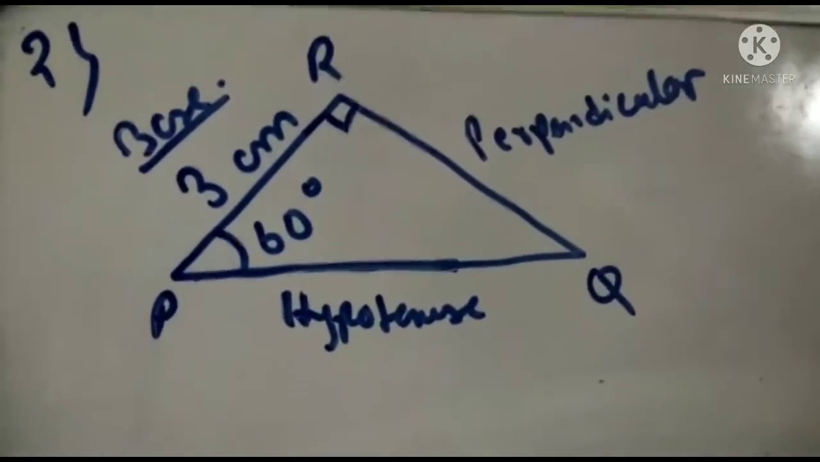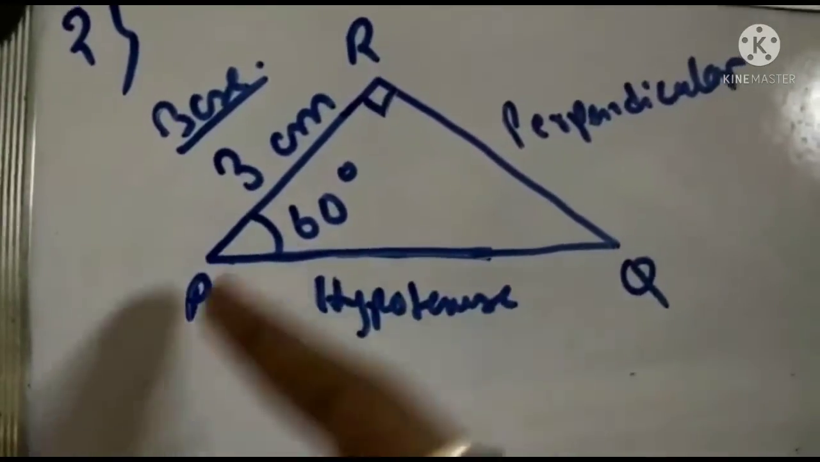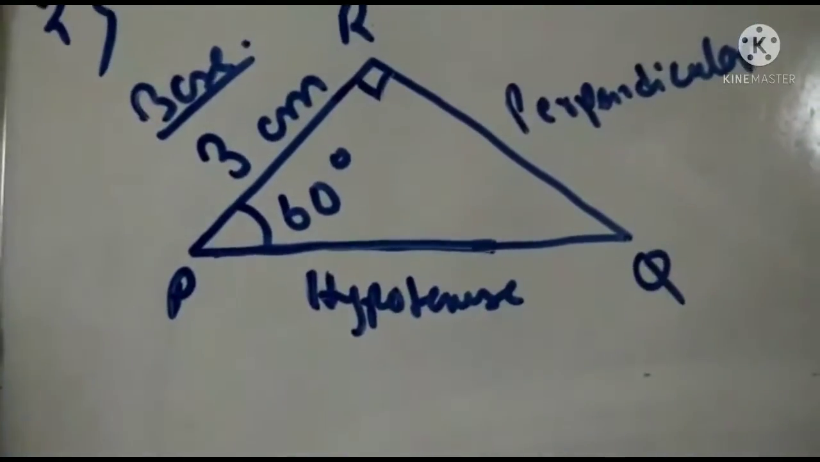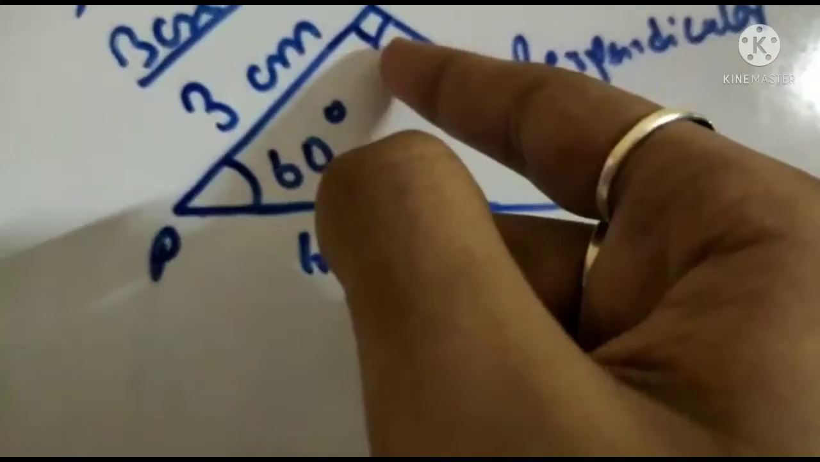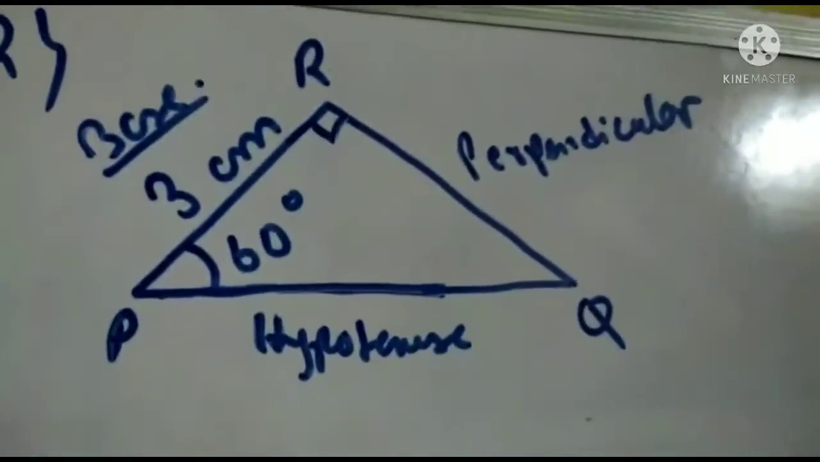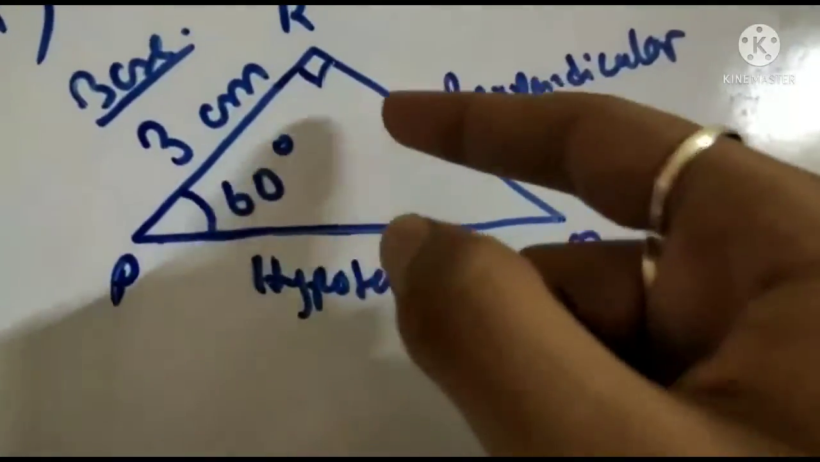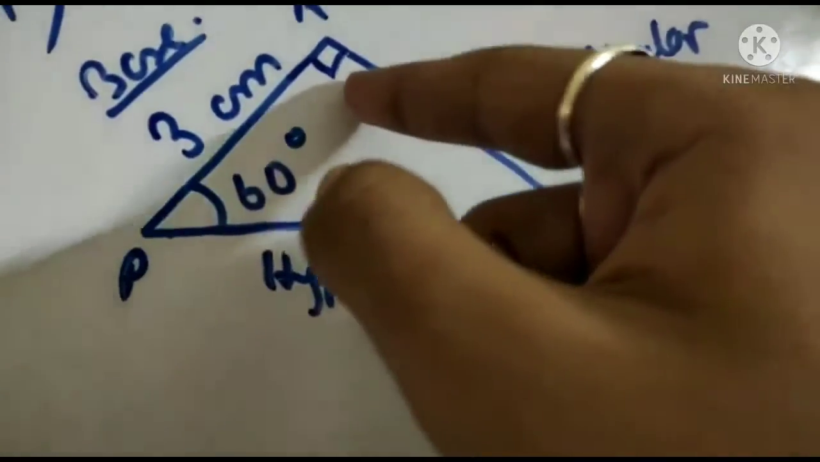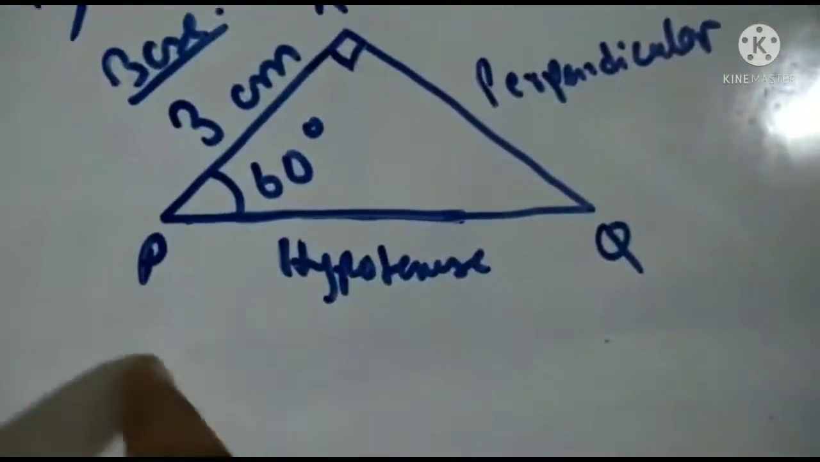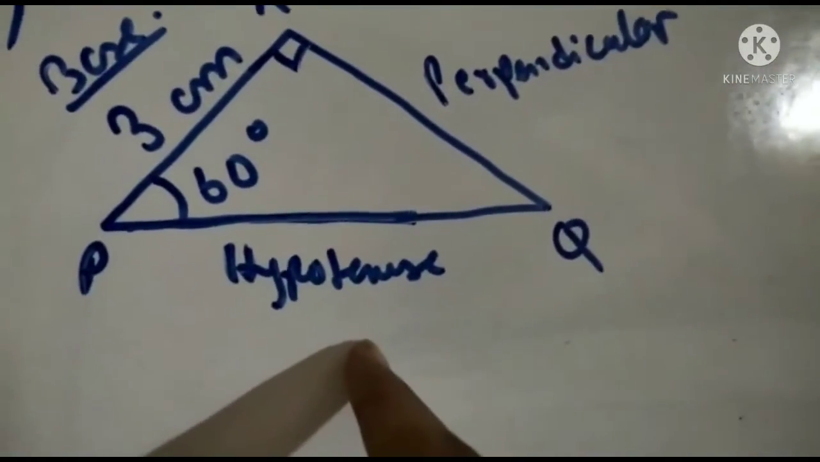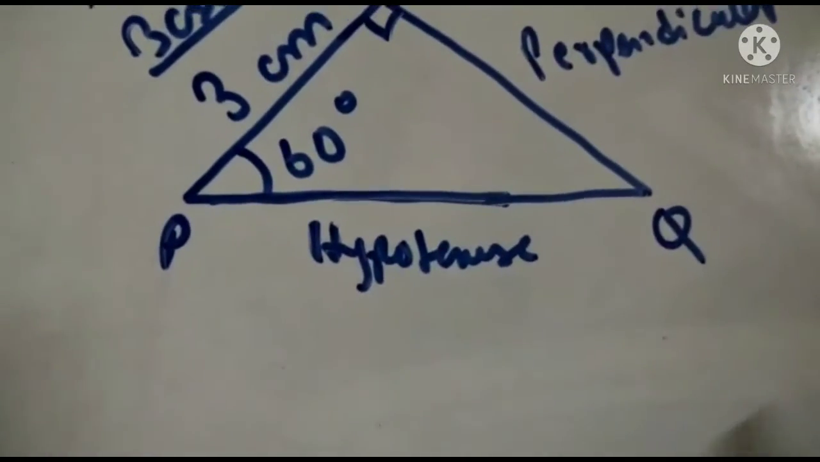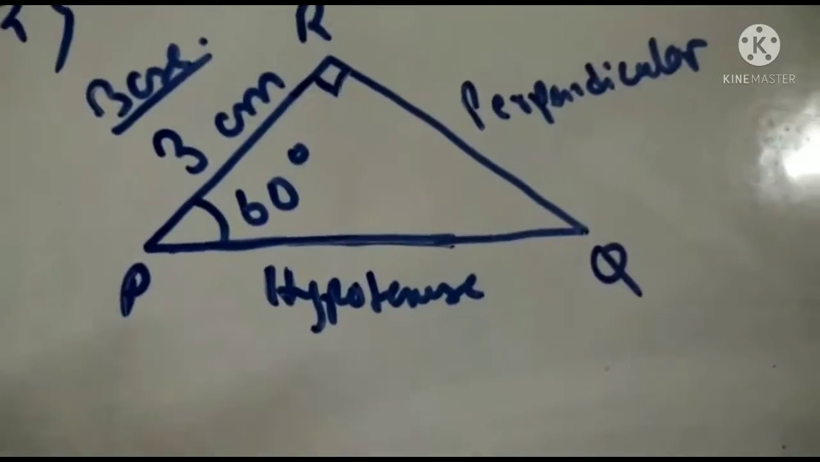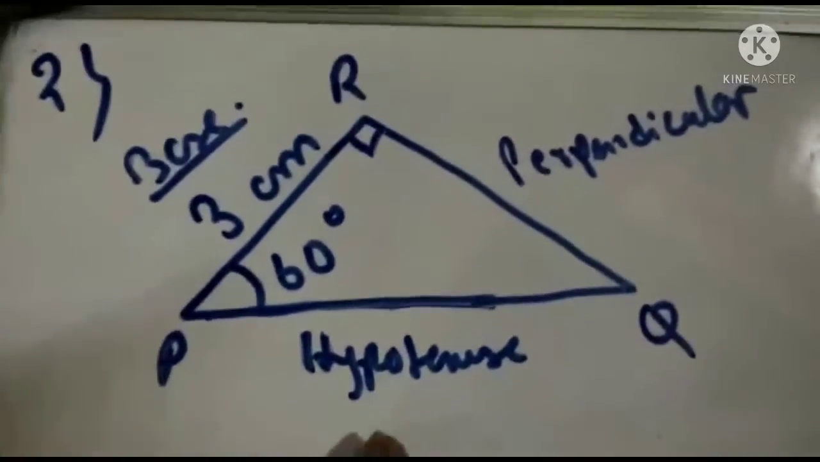Question 2 tells that PR is 3 cm, it is given. Angle P is given as 60 degree, and R is the right angle. See, this concept must be clear: the side opposite to the right angle, that means this one is the right angle and the opposite side is PQ. So PQ will always be the hypotenuse. That means the side opposite to the right angle will always be considered as the hypotenuse.